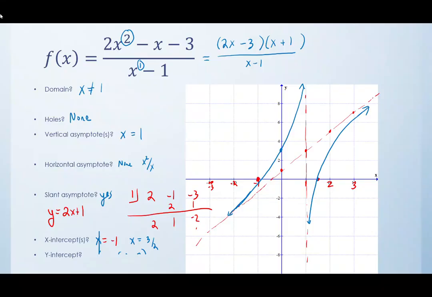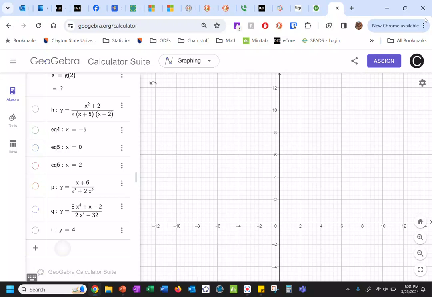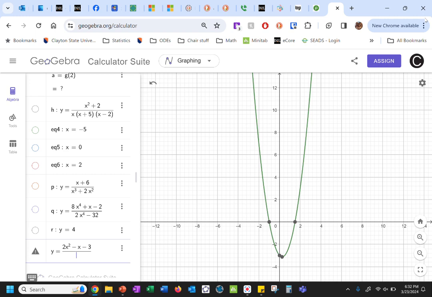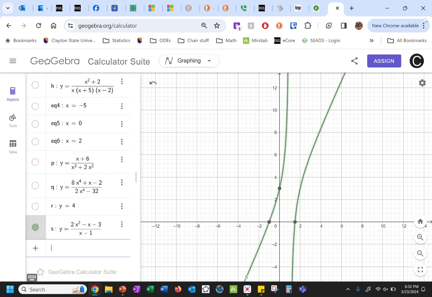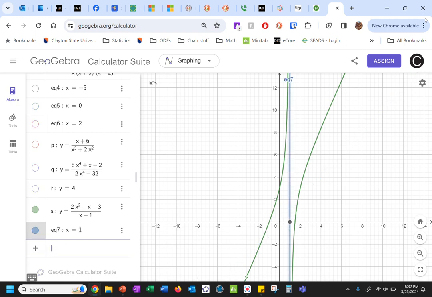Let's see here. There we are. Hold on. All right, so what are we graphing here? y equals 2x squared minus x minus 3 over x minus 1. And we said we had a vertical asymptote at x equals 1. There it is. And a slant asymptote at 2x plus 1.